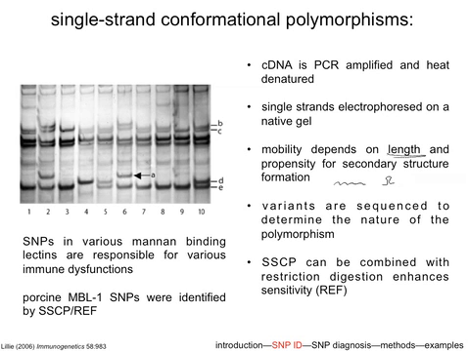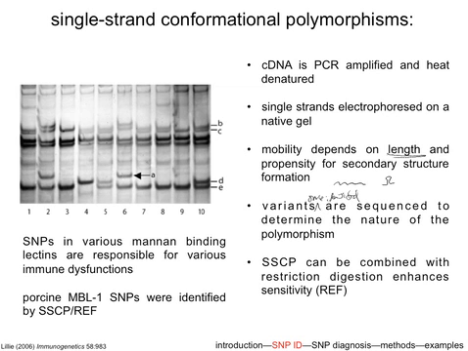So variants, once identified, once found, are sequenced to determine the exact nature of the polymorphism. But first of all, we're just going to try to find them. So single-strand conformational polymorphisms combined with other methods such as restriction digests can enhance that sensitivity. That's obvious, I think, to imagine that the smaller the fragments that we're trying to understand, the more obvious the differences in their shape and size will be on the gel.